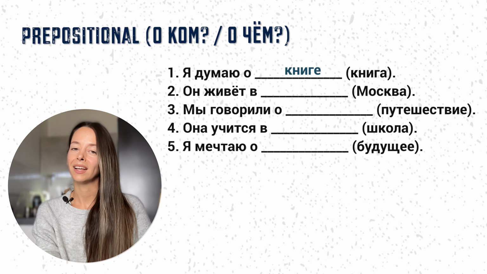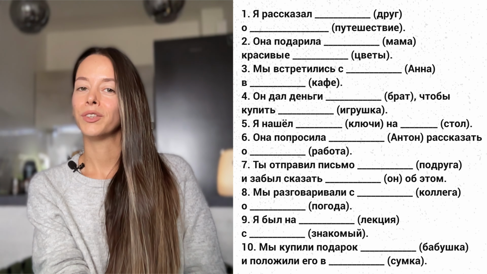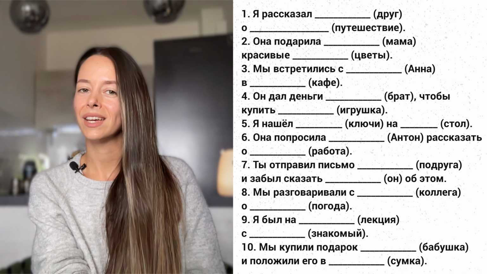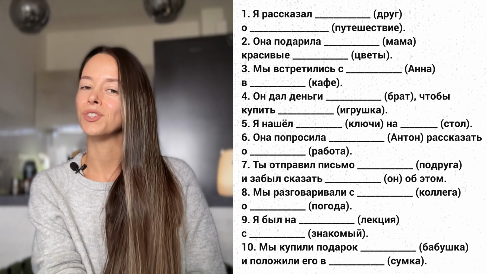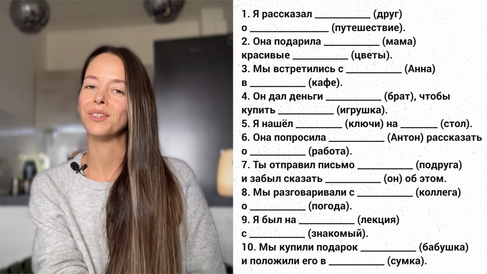Okay, now we have covered all of the 6 Russian cases. We've done a short practice for each of these 6 cases. And now it's time for mixed practice. So in this exercise, you will need to fill in the blanks by using the correct form of the noun in brackets. But you will need to also decide which case to use. You can now pause the video and do the exercise by yourself and then resume it to find out the correct answers. Or we can do this exercise together.